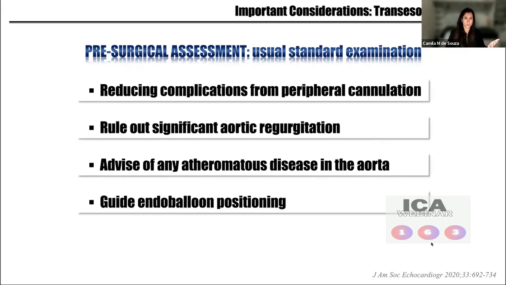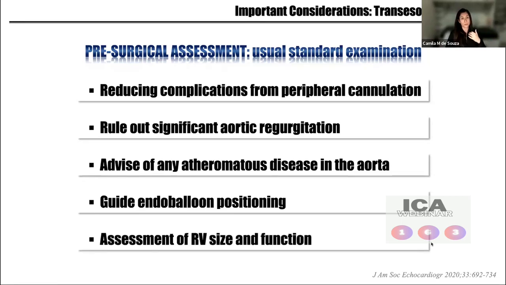It helps in reducing complications from peripheral cannulation, from injuries related to wires, and from poor venous drainage secondary to malposition of the cannulas. It informs us about the presence of aortic regurgitation, potential difficulties for myocardial protection, advises of any severe atherosclerotic disease involving the aorta, and guides endoballoon positioning when that's necessary. But to me, one of the most important reasons why TEE is so essential is the assessment of right ventricular function.